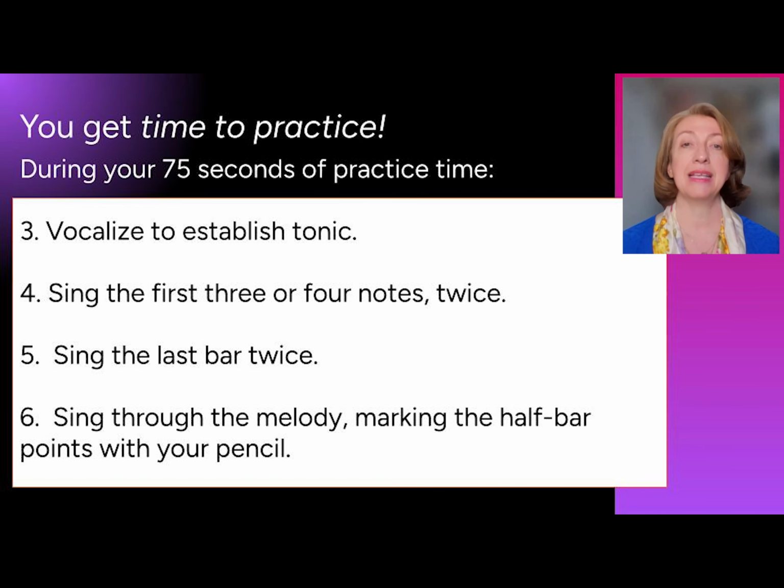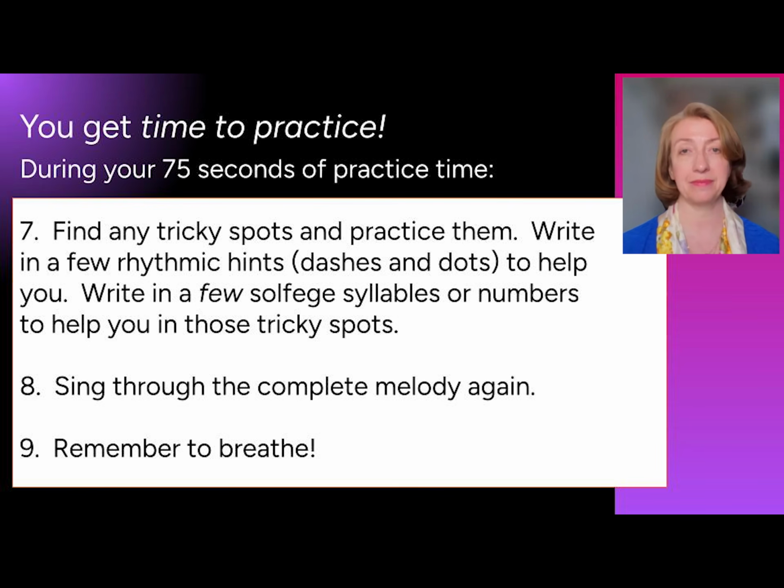Number 6, sing through the melody, marking the half bar points with your pencil. This is really important, especially in 6/8, to help you maintain a steady metric pulse and get accurate rhythms. Number 7, find any tricky spots in the melody and practice them. Write in a few rhythmic hints, like dashes or dots, to help you. Write in just a few solfege syllables or numbers to help you in those tricky spots as well.